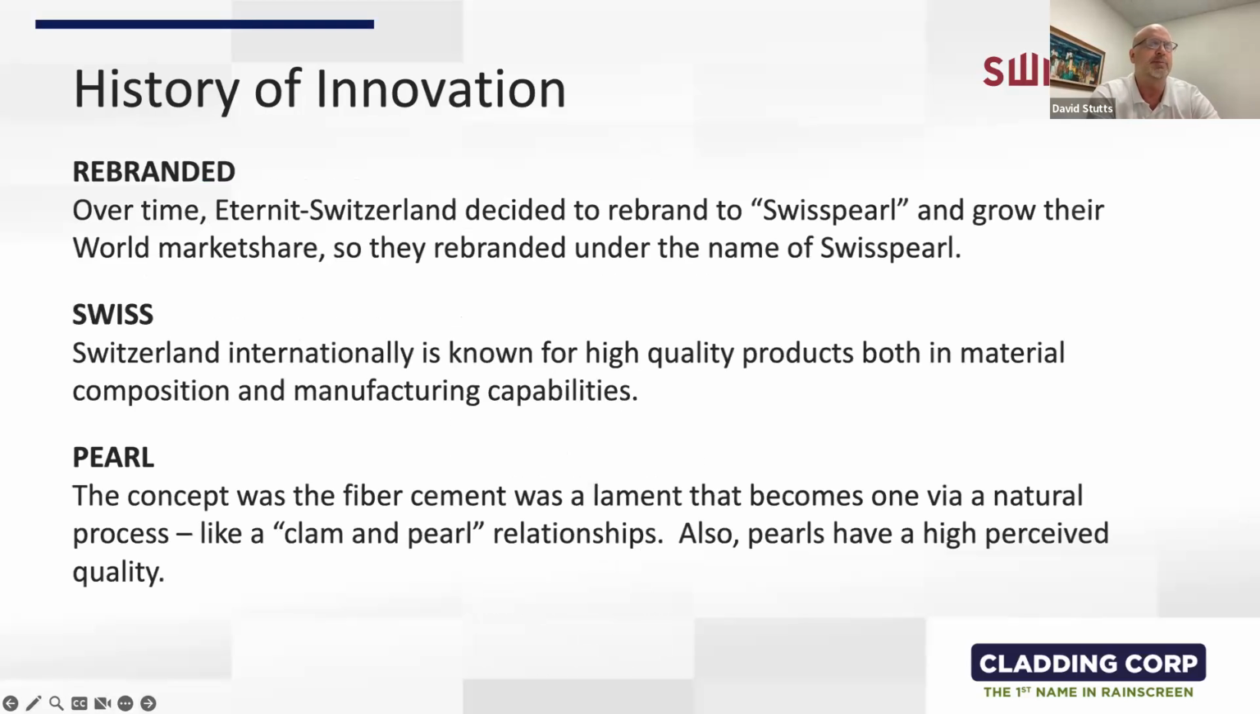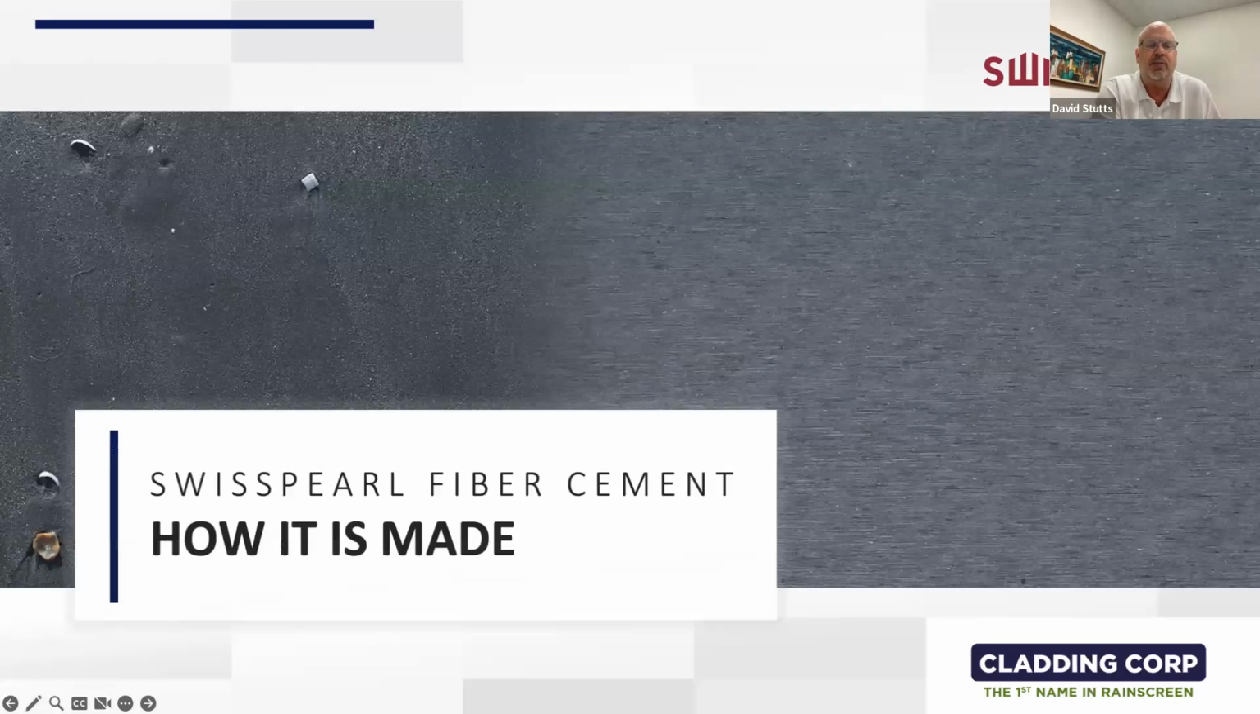The concept of Swisspearl, when they went to, instead of being called Eternit Switzerland, they went into an international market approach. And by doing that, their real focus at that point was to create something that would be easy to remember. So Switzerland, obviously, is a country that's known for high quality products. And so they started with that as their lead name. And then the Pearl concept was really, in essence, to talk about beauty, something that was a natural process, but then it went from there to a laminate.